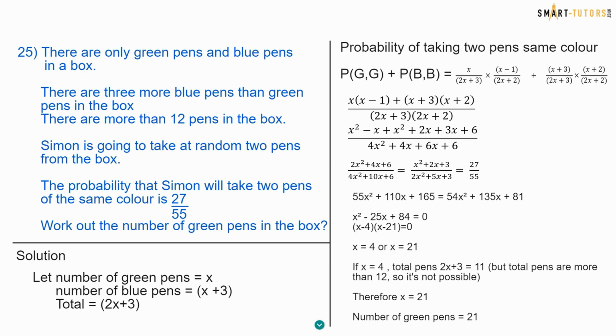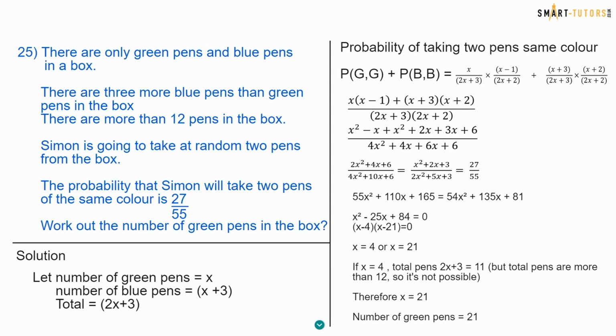Let the number of green pens be x, and the number of blue pens be x plus 3. So the total is x plus x is 2x plus 3. Now, probability of taking 2 pens of the same color means it could be the probability of green green or the probability of blue blue. The probability of green is going to be x over 2x plus 3, since x is the number of green pens over the total 2x plus 3.